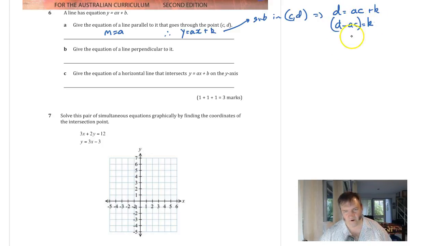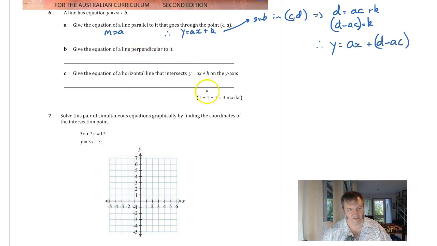That's like my y-intercept, so therefore y equals ax plus d minus ac, and that would be the equation of the line. Parallel, so it's got the same gradient, and it's going through (c, d), well that would make it work. If I now substitute in c, I'm going to get ac, and the minus ac cancels, and it all works beautifully. The equation of a line perpendicular to it.